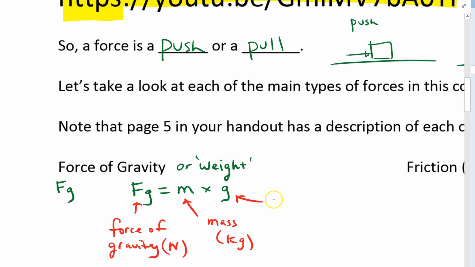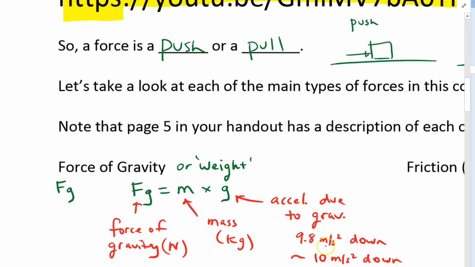For now, I can say this is the acceleration due to gravity close to the surface of the Earth. It's 9.8 meters per second squared downwards, or sometimes we just average that out to 10 meters per second squared down. So you can put a negative out front to say down, or you can just write the word down. Just to differentiate, this small g is not the force of gravity. It's something that we sometimes refer to as acceleration due to gravity, or how strong the gravitational field is. So that's that first one.